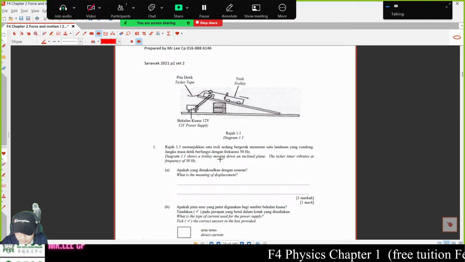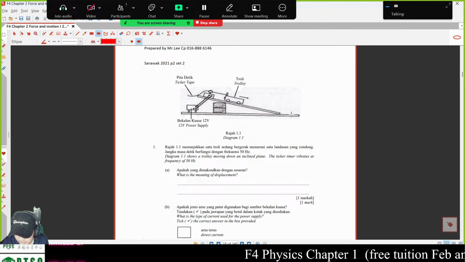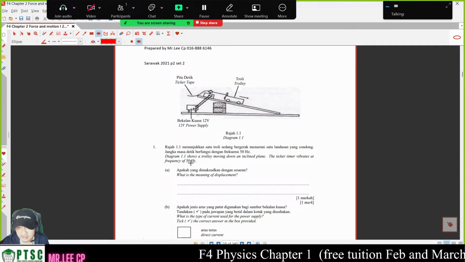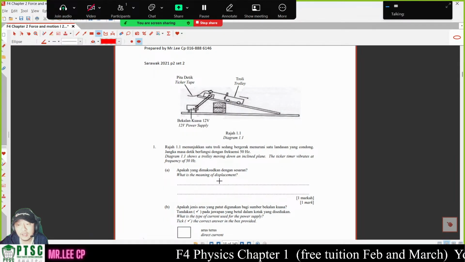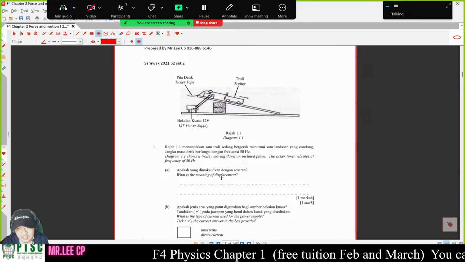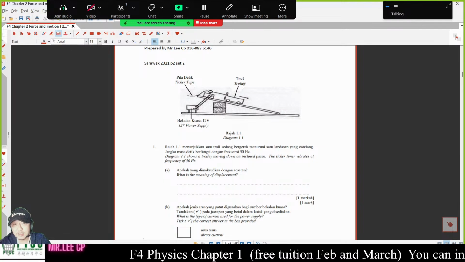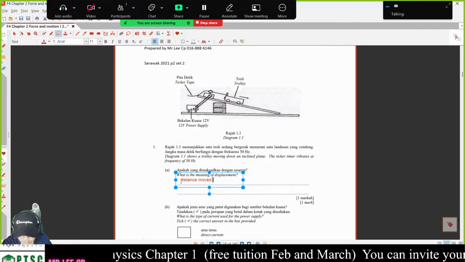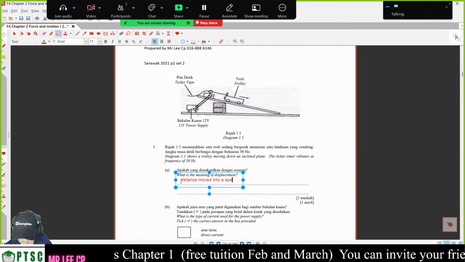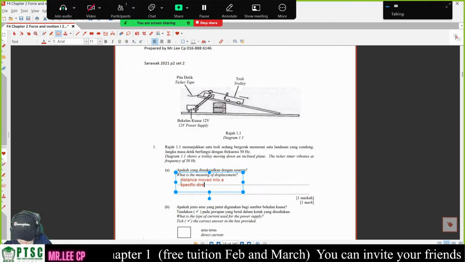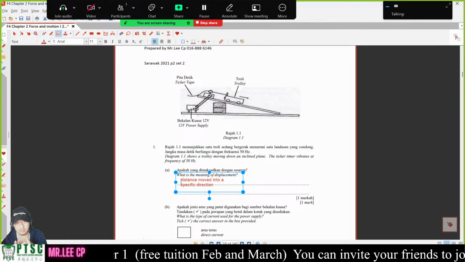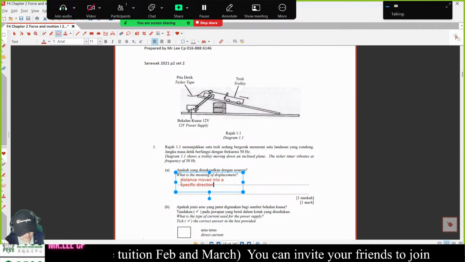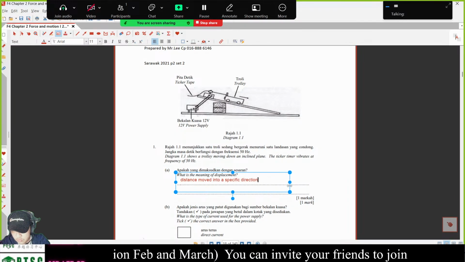Diagram 1.1 shows the trolley moving downward on an inclined plane. The ticker timer vibrates at the frequency of 50 Hertz. Okay, what is the meaning of displacement? So what is displacement? Displacement is the distance moved in a specific direction. Right? So now it has a direction. So it is the distance that you have moved, but with a direction, in a specific direction.